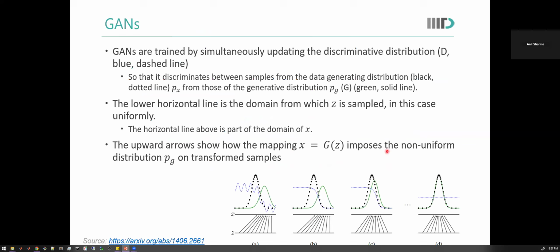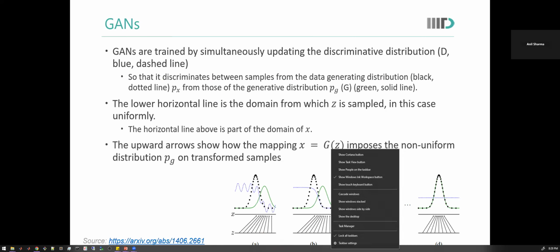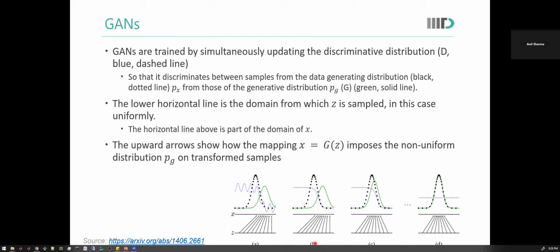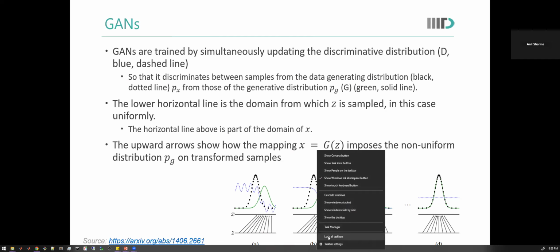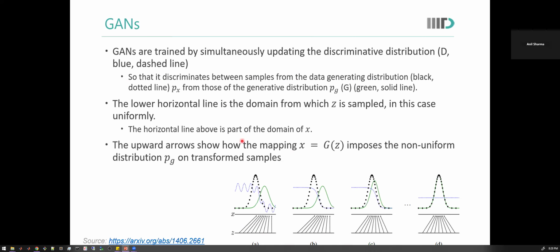If we look at GANs, this is how the training evolves. You can go to this particular paper and they describe it. Some parts are not visible clearly here, and I'm not sure why. I will look at it in the next session.